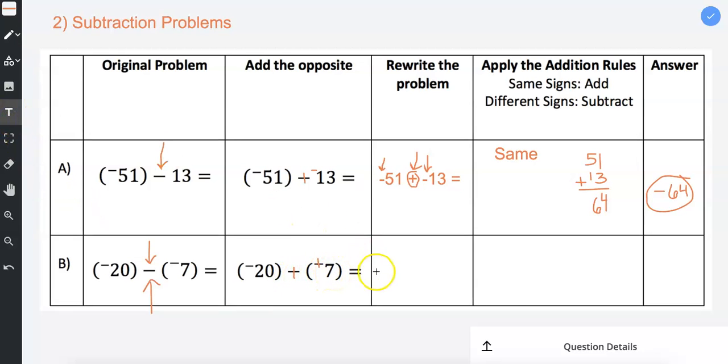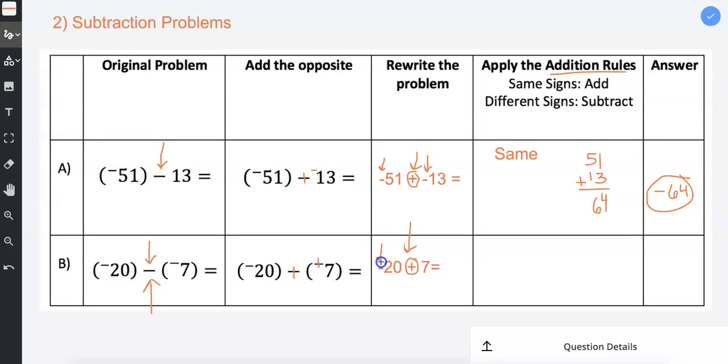So I grab the typing tool and I type negative 20 plus, and when we write positive 7, normally we don't write that little positive symbol at the top, we just write 7. Now that we see addition, now we're ready to apply the addition rules. You have to have an addition sign in between to apply these addition rules.